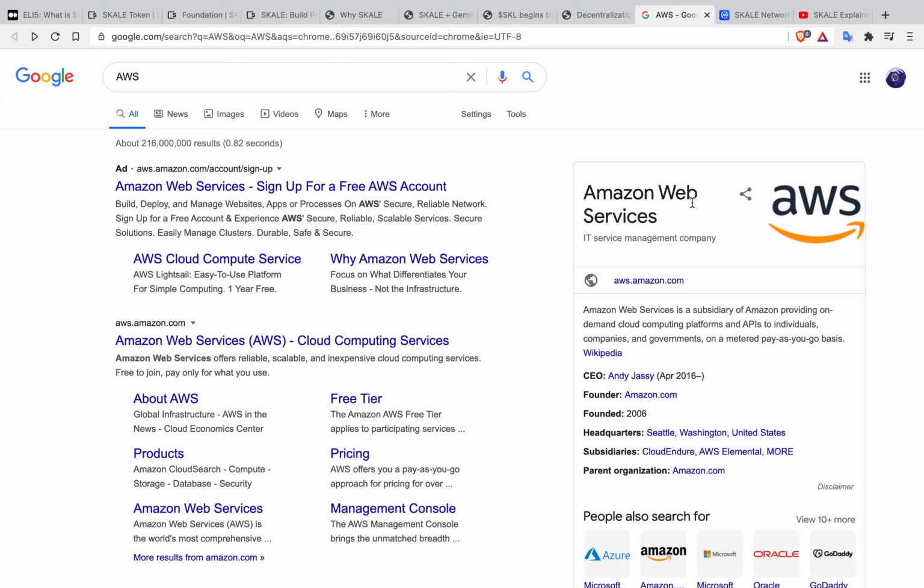So what is AWS? For you guys that don't know, it's a subsidiary of Amazon. Subsidiary means basically a secondary company that is owned by Amazon, right? So it's a cloud computing platform providing APIs to individual companies and governance. And let me let you guys know, some of the biggest companies use this service.